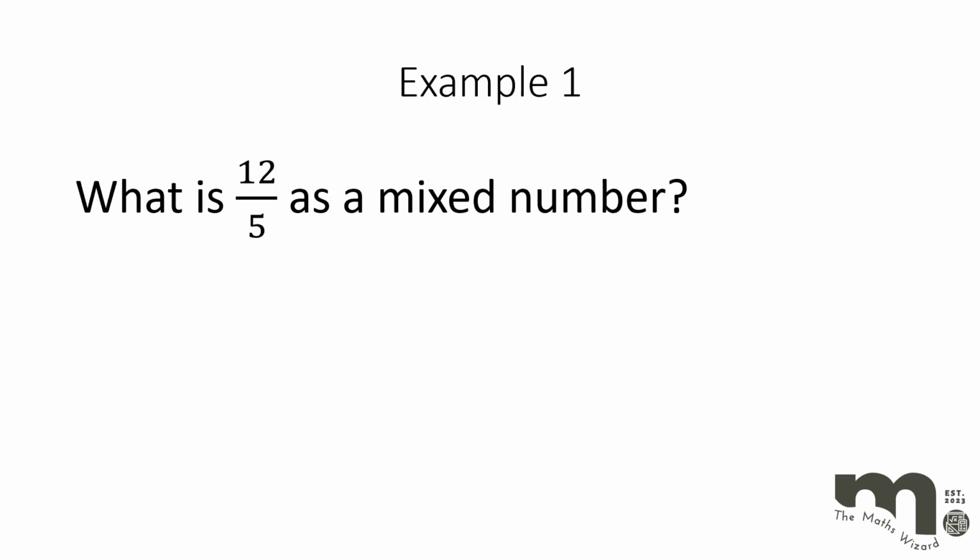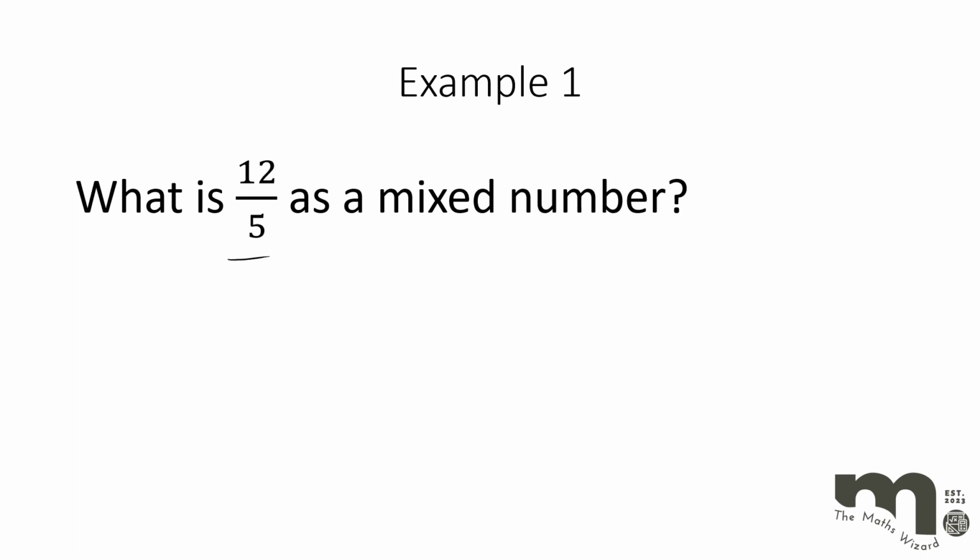So your first example here is what is 12 over 5 as a mixed number? So back to those key words there. We've got an improper fraction here, and the reason it's classed as improper is because the top number is higher than the bottom number. So it's essentially a fraction that's more than one whole or more than 100%. A mixed number is a combination of a whole number and a fraction. So for example, 1.5 would be an example of a mixed number. So it's again something that's more than 100% or more than one whole.